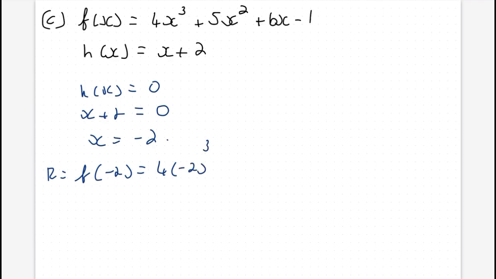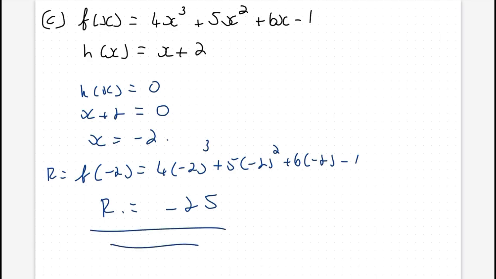So 4 times negative 2 cubed plus 5 into negative 2 all squared plus 6 into negative 2 minus 1. Great, I'm going to put this in my calculator. 4 into negative 2 all cubed plus 5 into negative 2 all squared plus 6 into negative 2 minus 1. This gives me negative 25. The remainder r is negative 25.